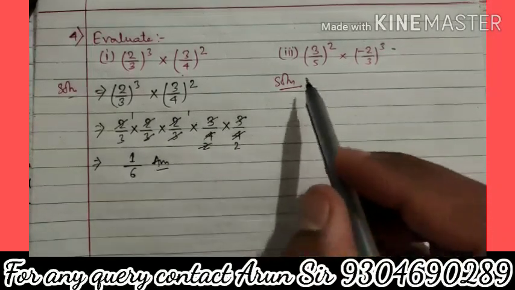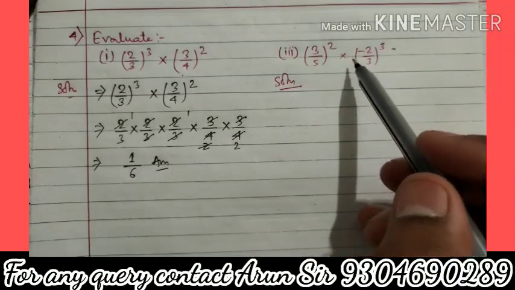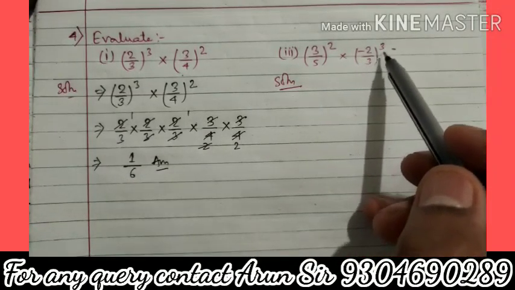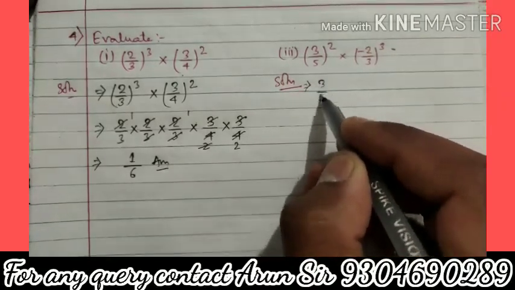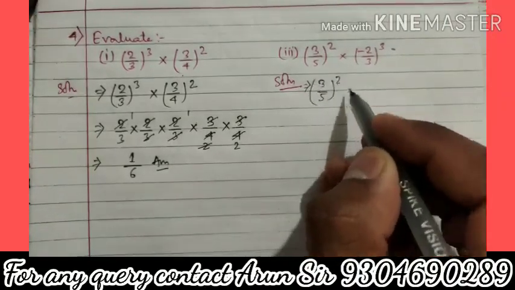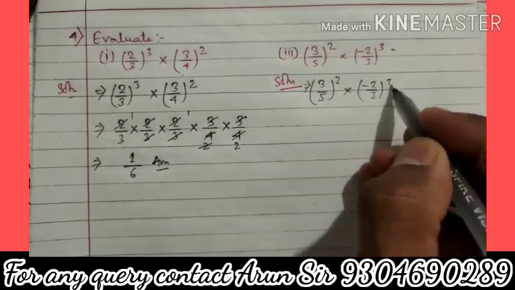Next, we will also see question number 3, that is 3 by 5 whole to the power 2 into minus 2 by 3 whole to the power 3. In the next step, we will write 3 by 5 whole to the power 2 into minus 2 by 3 whole to the power 3.